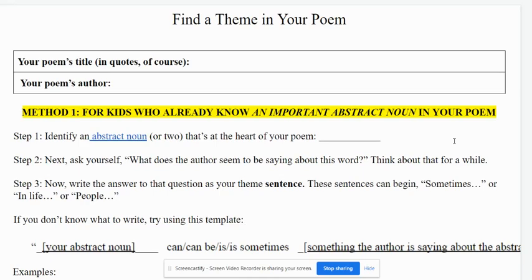Hi kids, this is a video explaining how to do the worksheet called Find a Theme in Your Poem. If you think this worksheet is self-explanatory, you don't have to listen to this video.